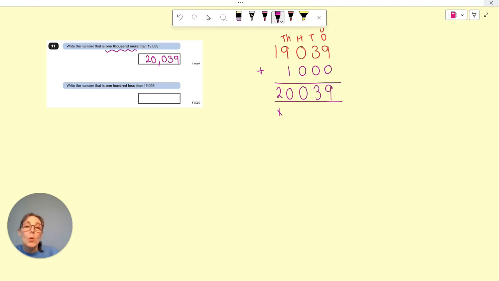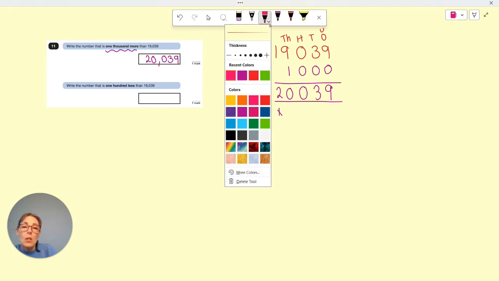Now you know that 20 comes after 19. So we've got 1 ten thousand and 9 thousands, and we're adding thousands. So it's 9 plus 1 is 10, and the 10 plus 10 makes it 20,039. Write the number that is 100 less than 19,039. I'm just going to change the colour.